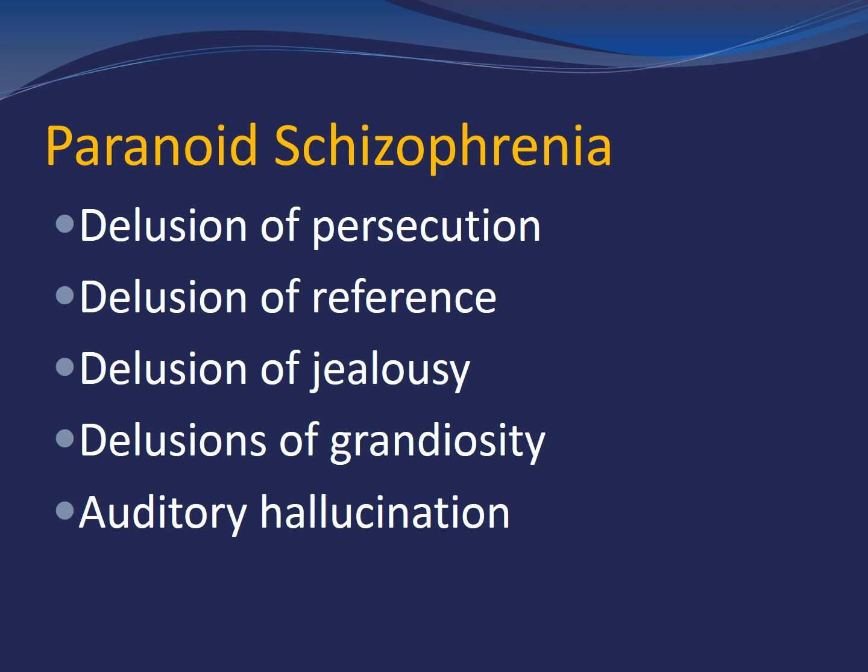The most common schizophrenia seen in clinical practice is paranoid schizophrenia. It has the following signs and symptoms: delusion of persecution, delusion of reference, delusion of jealousy, delusion of grandiosity, and auditory hallucination. Among these five, usually three should be present.